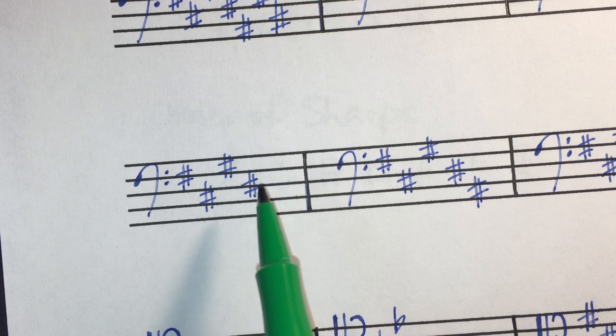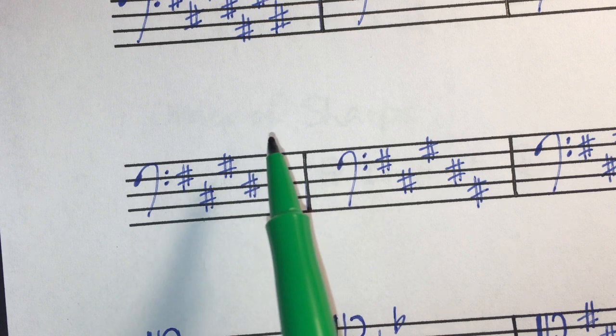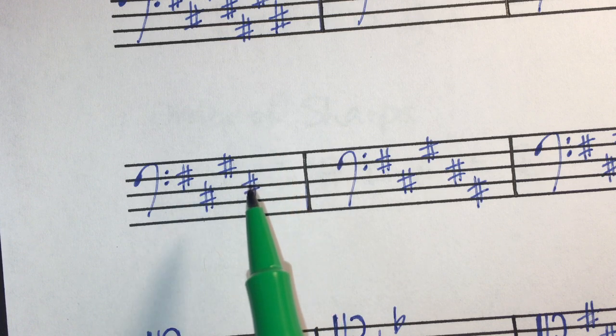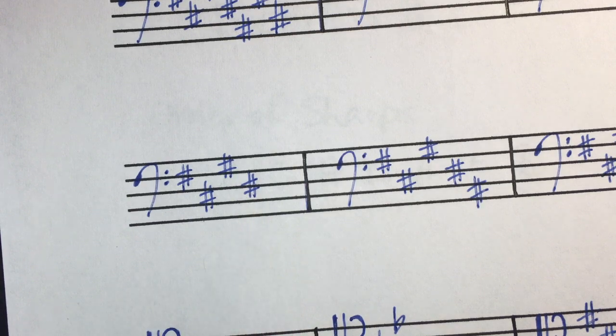Here's D sharp right here. You could use that D sharp. There's also a high D that's up here above the staff on a ledger line, but this one's closer to the middle of the staff, so that's why we use that one.